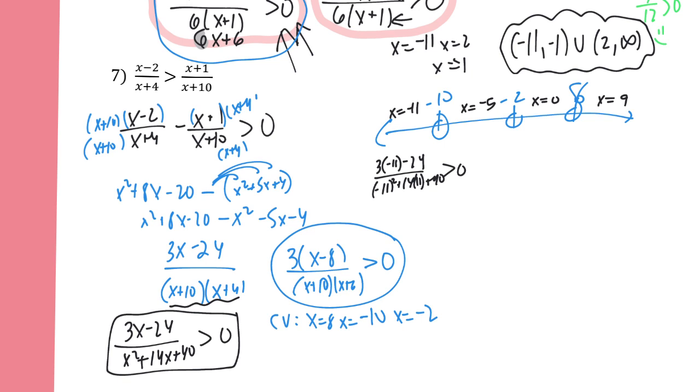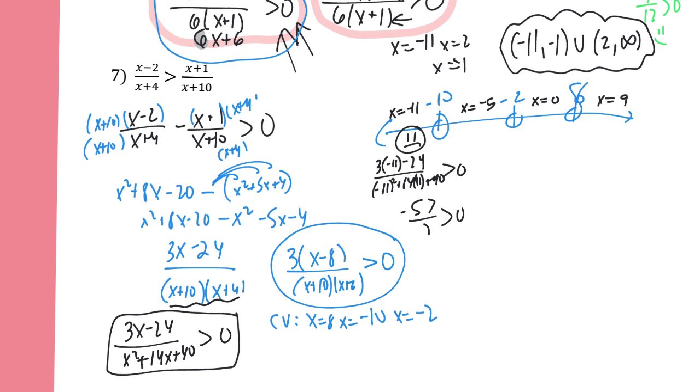So we're going to do 3, again, grab a fraction, parentheses -11, and then minus 24, over -11 squared, in parentheses -11, outside the parentheses squared, plus 14 parentheses -11, and then plus 40. Okay, I got -57/7. That's not greater than 0. So no, that's not going to work. None of those should work.